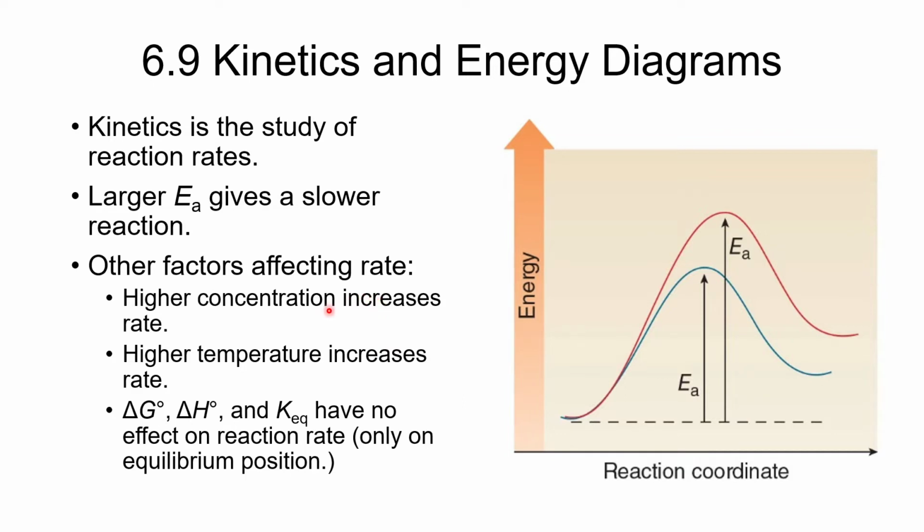All right, and then interestingly, delta G, delta H, and the equilibrium constant have no effect on the reaction rate. They only affect the equilibrium position. So the difference in energy between the reactant and the product will affect our equilibrium position, but not the rate of reaction. So it will not affect the rate of the reaction.